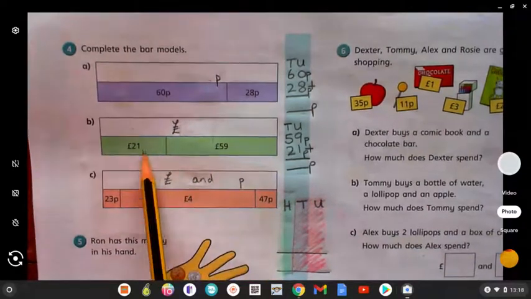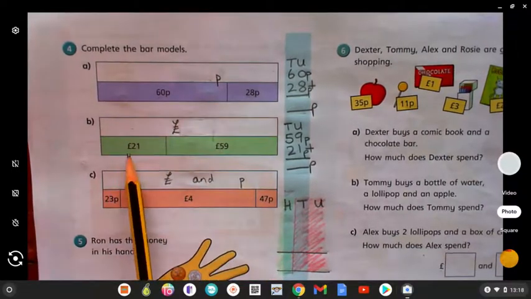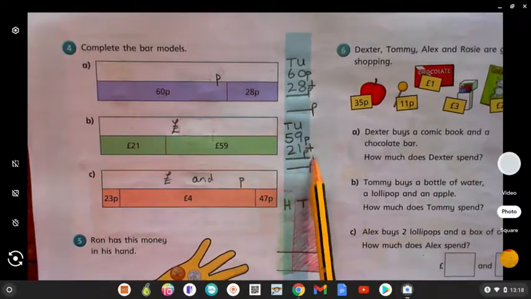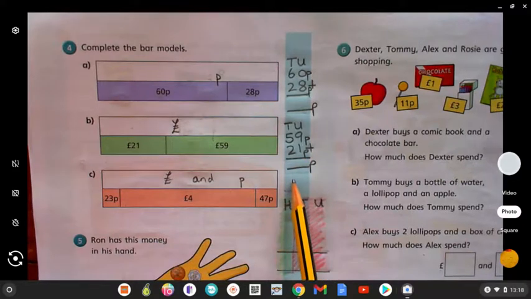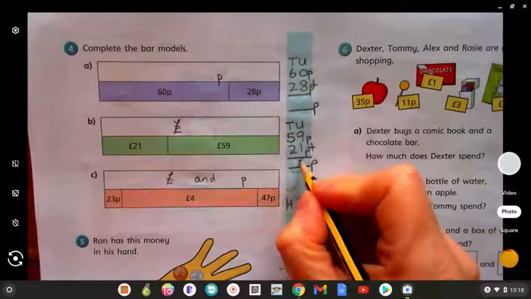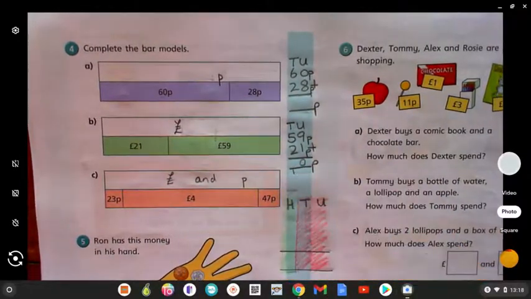For the second one, both the amounts are in pounds. You could add the tens, then add the ones, or you could do column addition with carrying. Okay, because 9 add 1 is 10. So you'll have to write it in. Here, look, I'll show you. Like this. Okay, and then add the tens.